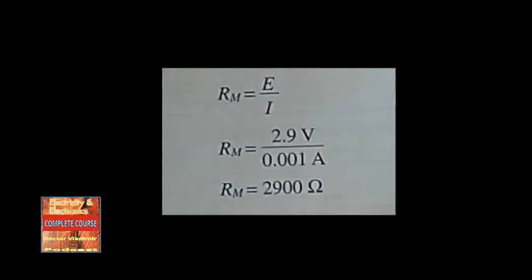So, resistance Rm equals voltage divided by current. So Rm, or resistor movement, equals, in this case, 2.9 volts divided by 0.001 amps, and the Rm is equal to 2900 ohms. The 2900 ohm multiplier resistor plus the meter coil resistance is equal to 3000 ohms.